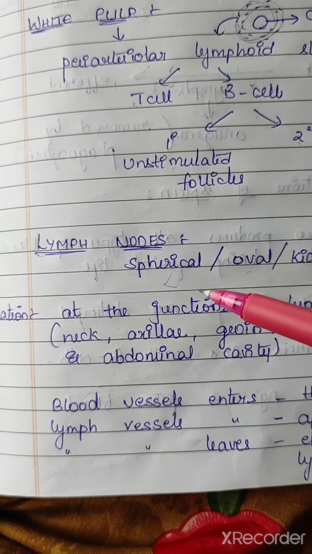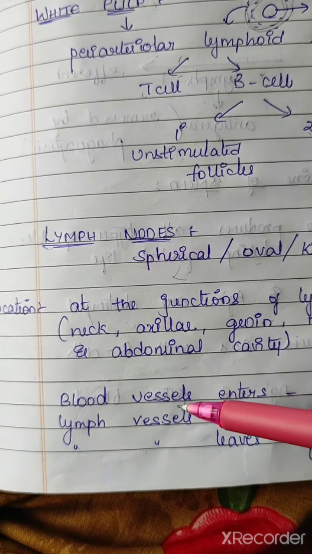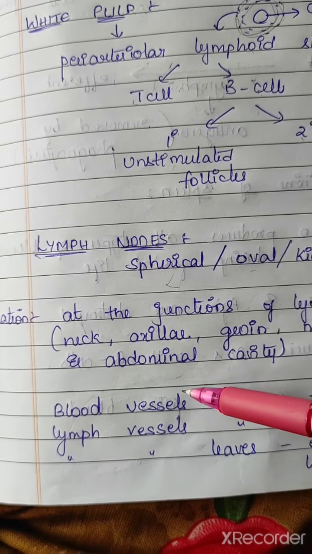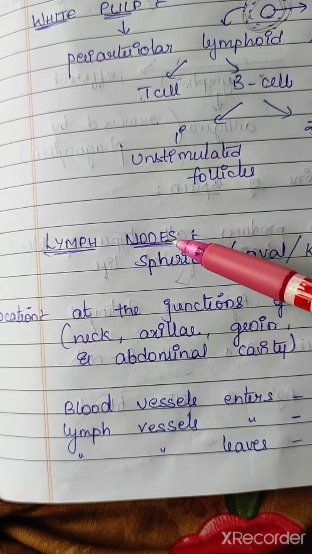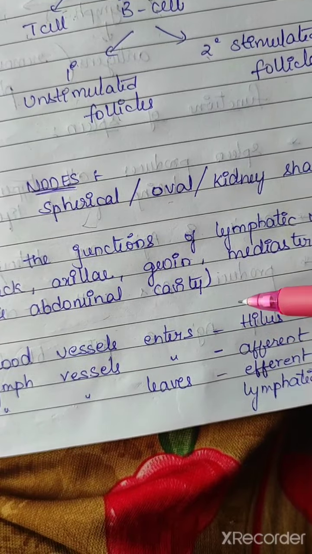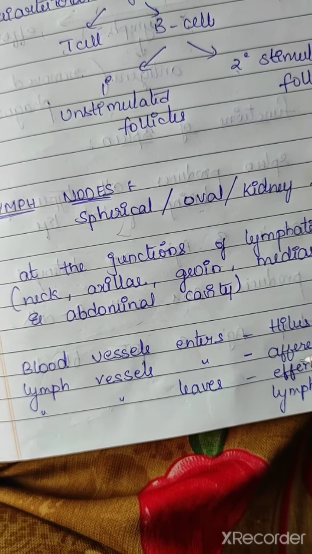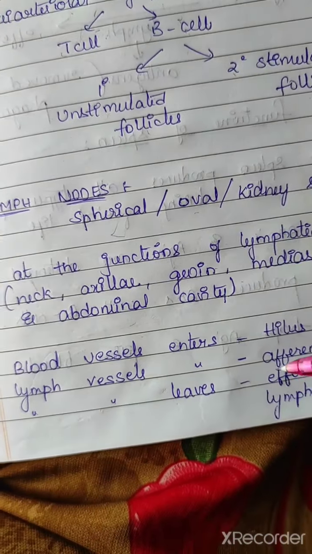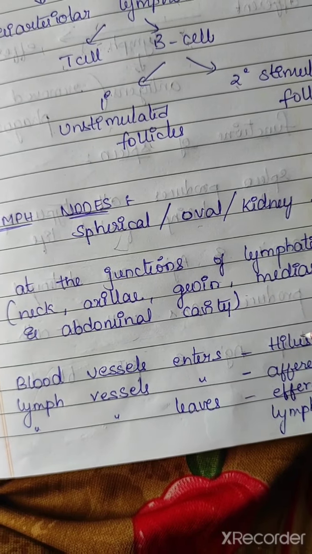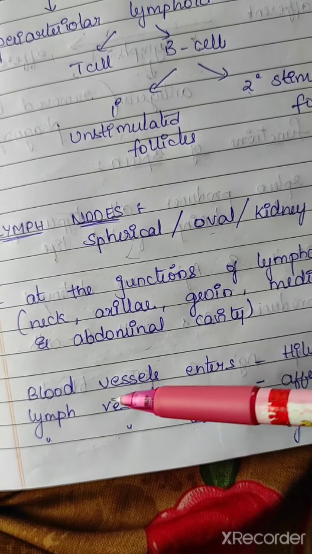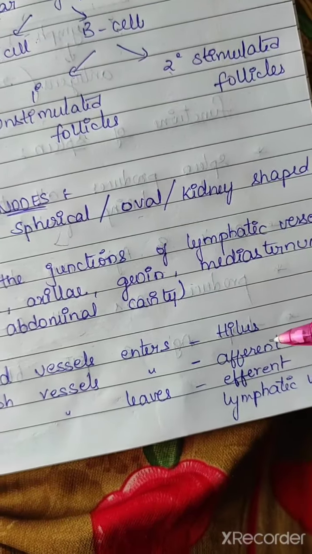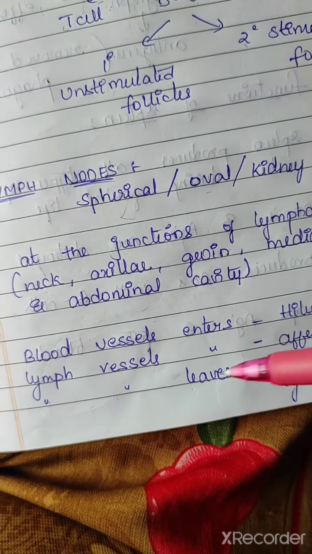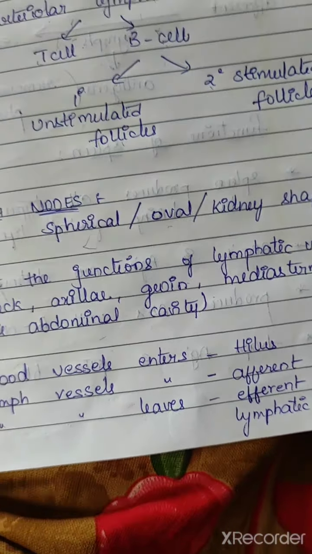These are connected to the other organs with the help of blood vessels and lymph vessels. These blood vessels will be connected to the lymph nodes near the hilus region. Hilus is one end of the lymph node, where these blood vessels enter. Lymph vessels enter through afferent vessels and lymph leaves through efferent lymphatic vessels.